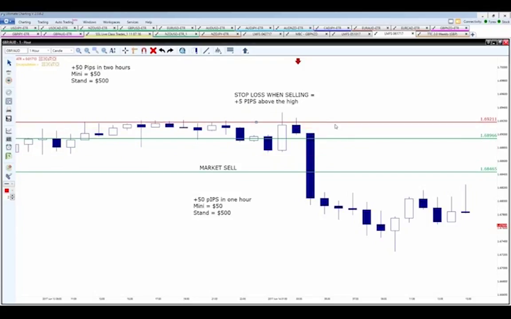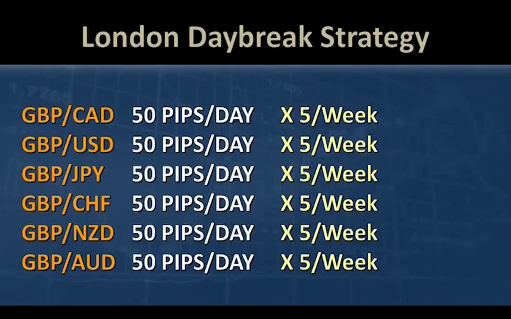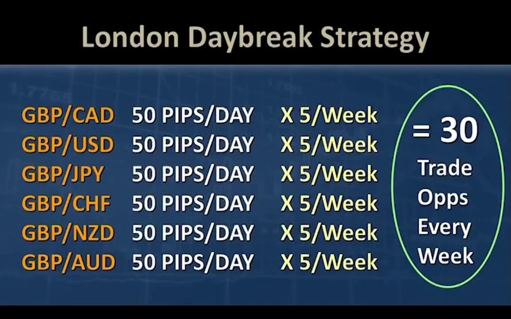So the neat thing about this, my friends, is that you can do this trading strategy on each of these 6 currency pairs: the pound Aussie, the pound Canadian, pound Swiss franc, the pound yen, the pound New Zealand, and the pound US. And as I mentioned, this is going to give you 5 opportunities with each one of these currency pairs each and every week. So that means you have 30 trading opportunities each and every week utilizing this trading strategy.